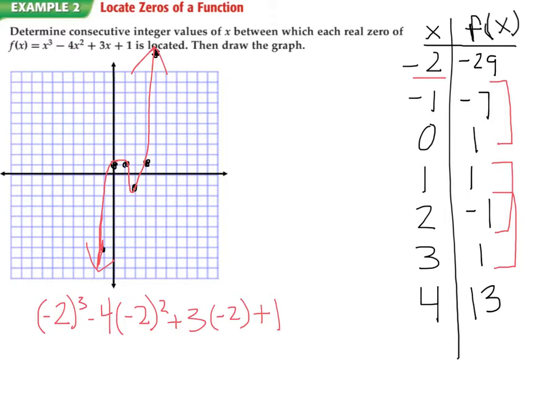Okay, so we can see approximately where this is going to be crossing, and so that's what the question's asking us. They want us to tell where is the change occurring. So our first 0, which is right here, is going to be located between negative 1 and 0. So that's what we want to write. Between negative 1 and 0 is our first one. Our second 0, so the second place it's crossing the x-axis, is right here. And that's going to be between 1 and 2.